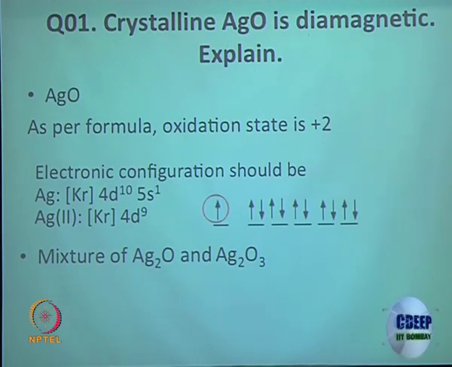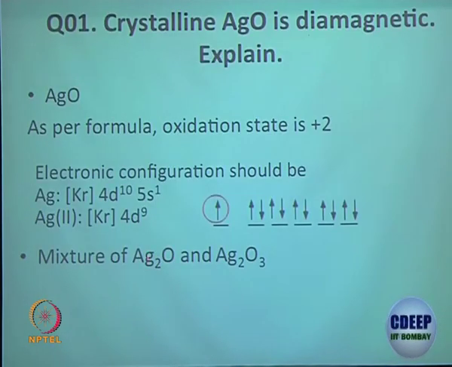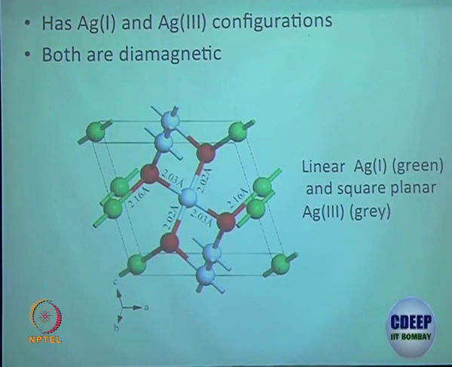So it is a mixture of, sorry, yeah, that's what it is. That is where it is a trick question. It's a mixture of Ag2O and Ag2O3. Now you have to look back at each of them. Let me try to discuss. You have to look back at each of them: silver 1+ and silver 3+.